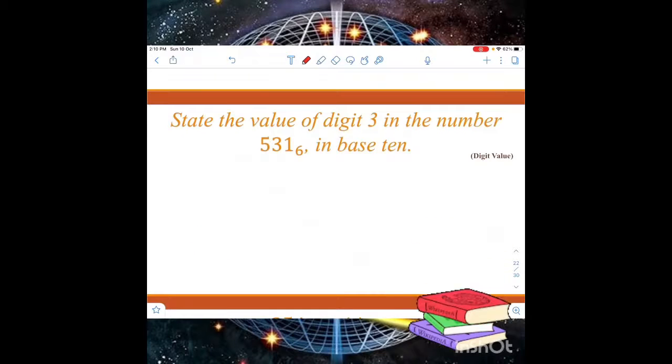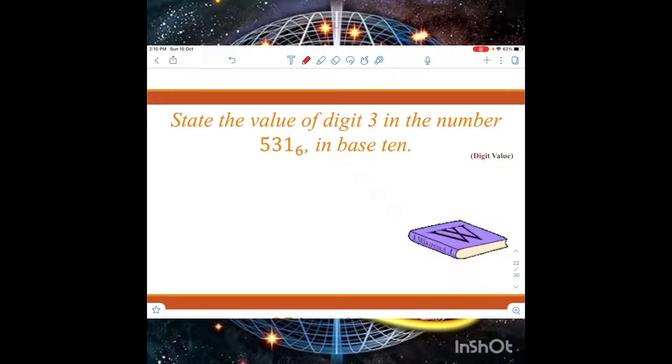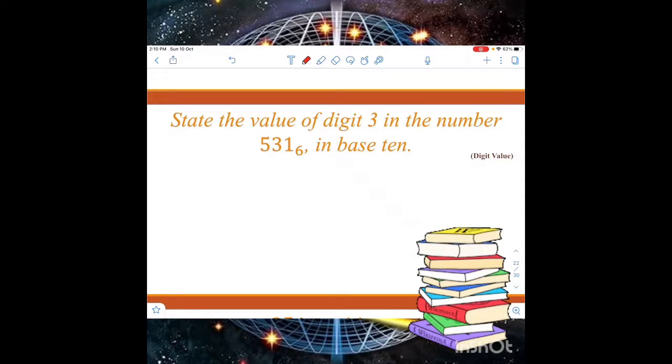After we have learned all the things that we learned just now about the topics, now let's see what are the example questions that we might face during our exam. Okay, let's go to the first example. State the value of digit 3 in the number 531 base 6 in base 10. Normally, when they ask for the value of digit or value of numbers, the values that we provide are in base 10, because base 10 is the natural number that we use for normal counting.